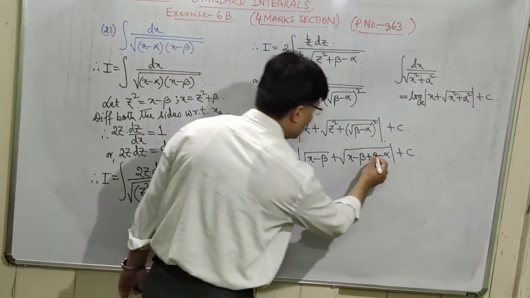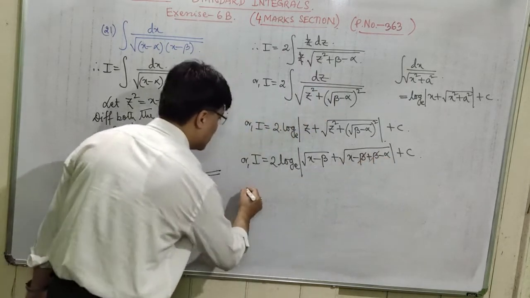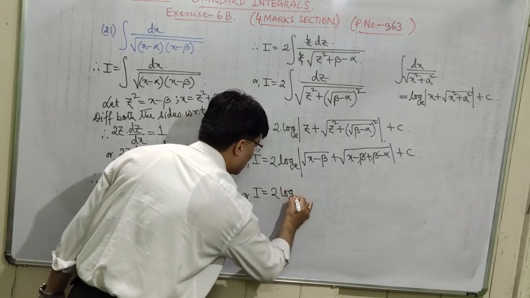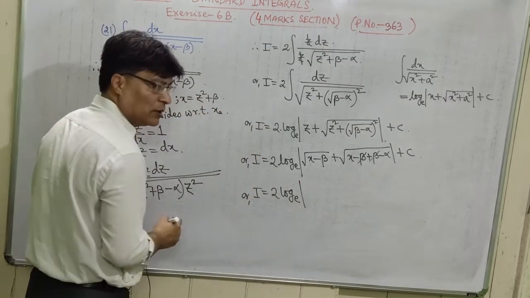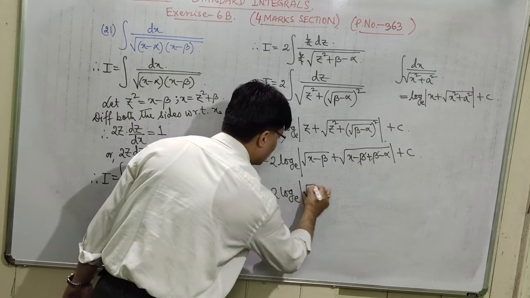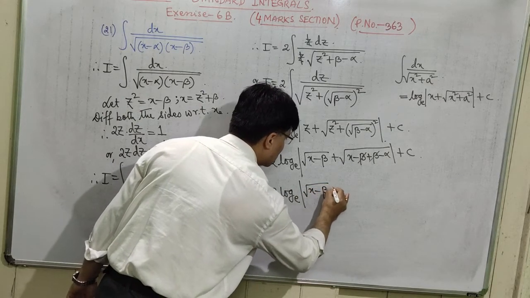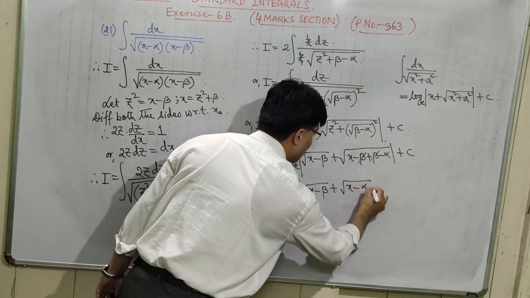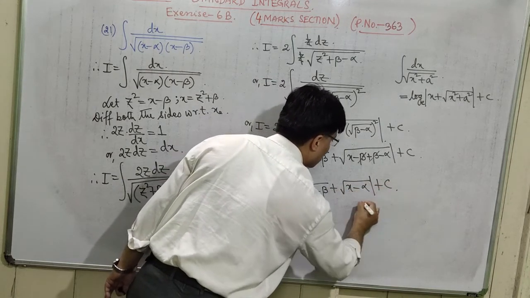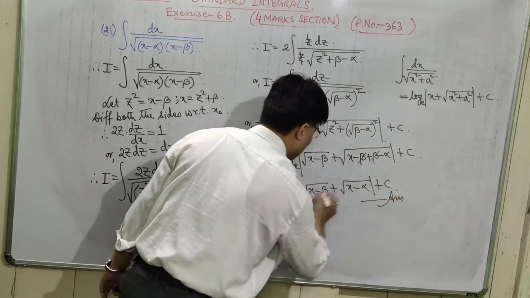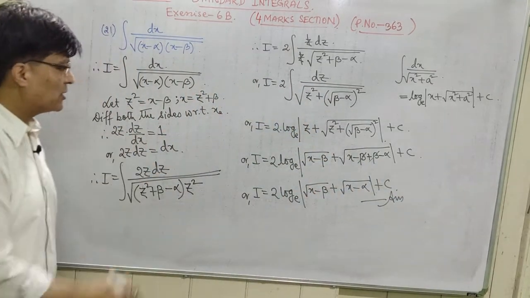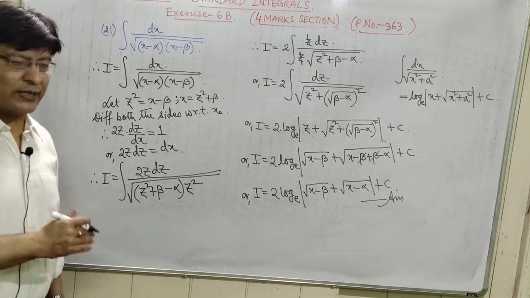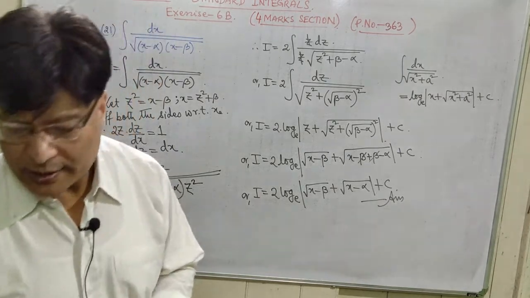Okay, so here this beta gets cancelled, or I is equal to 2 log within mod, base e, root over x minus beta plus root over x minus alpha, mod sign closed, base e, then plus c. So this is the final answer. So I think you have understood it, so you can copy it. Now we'll do the next question.